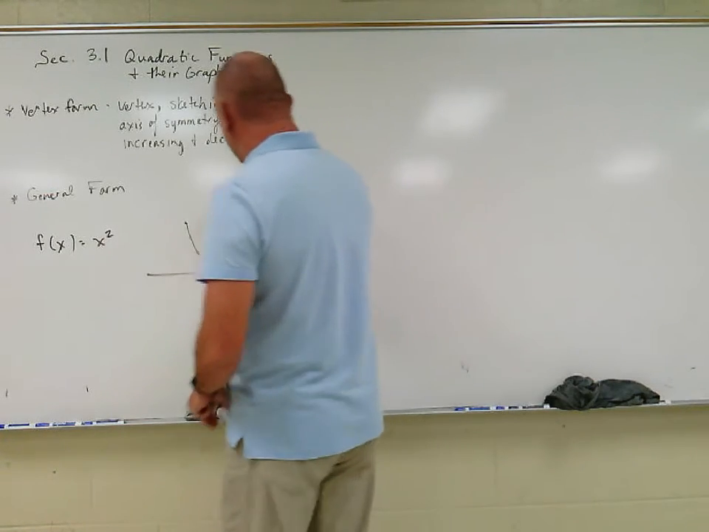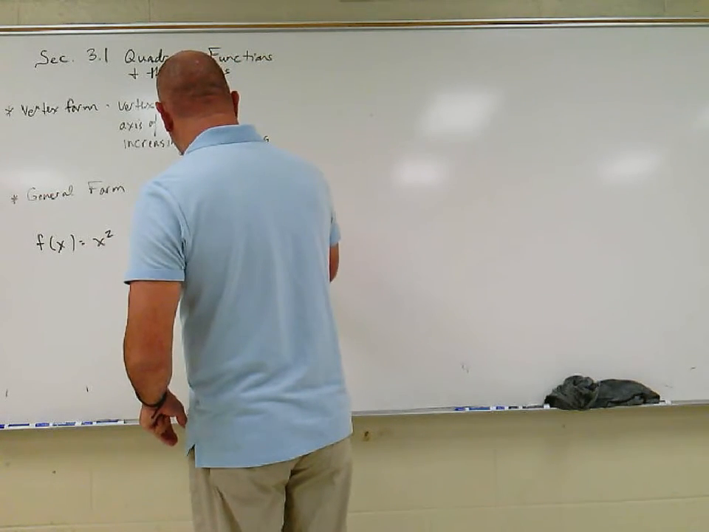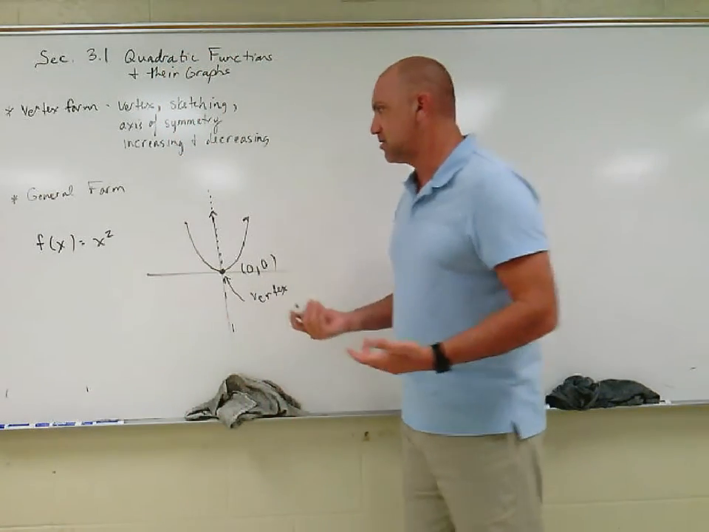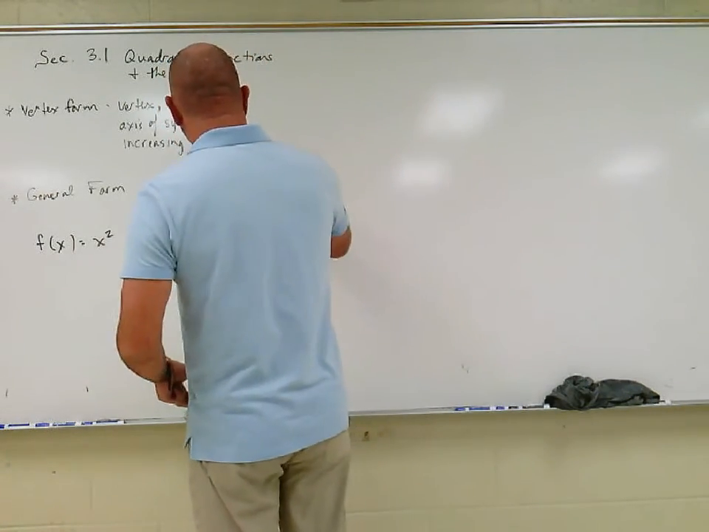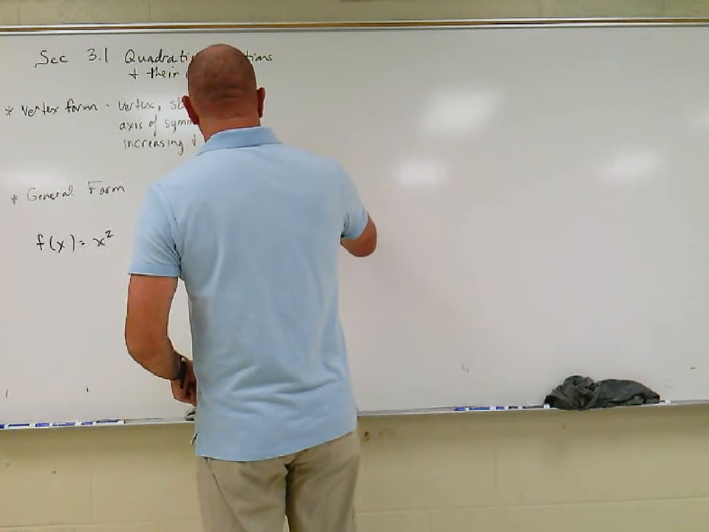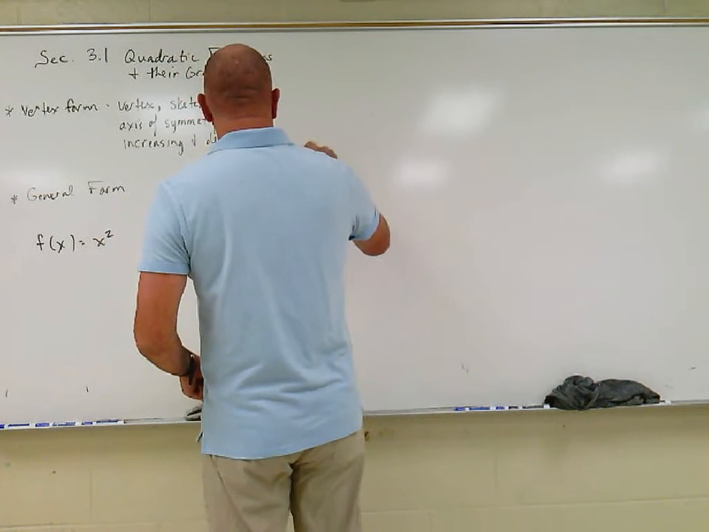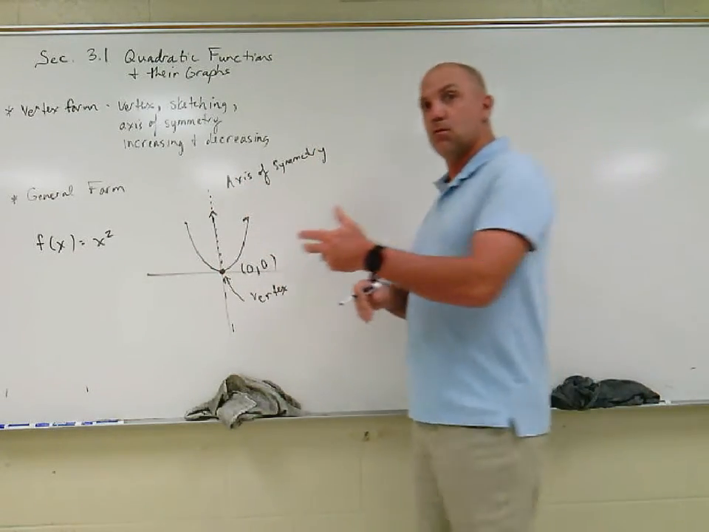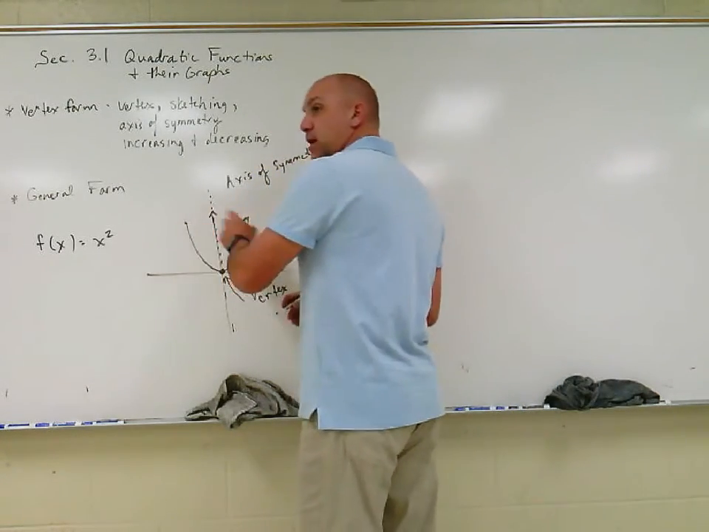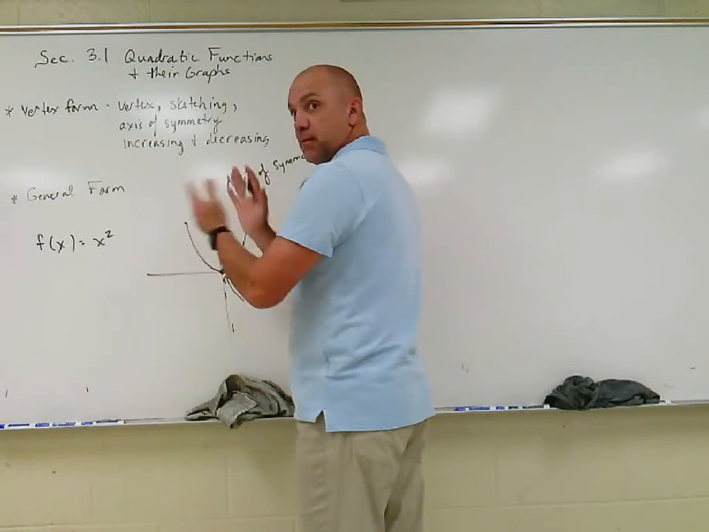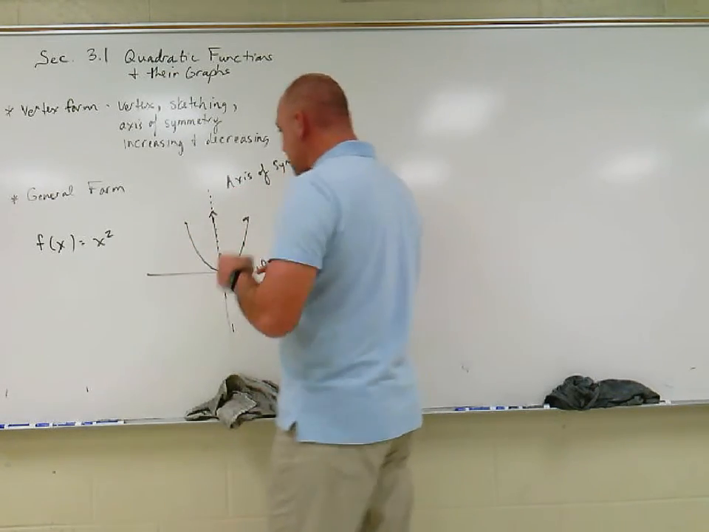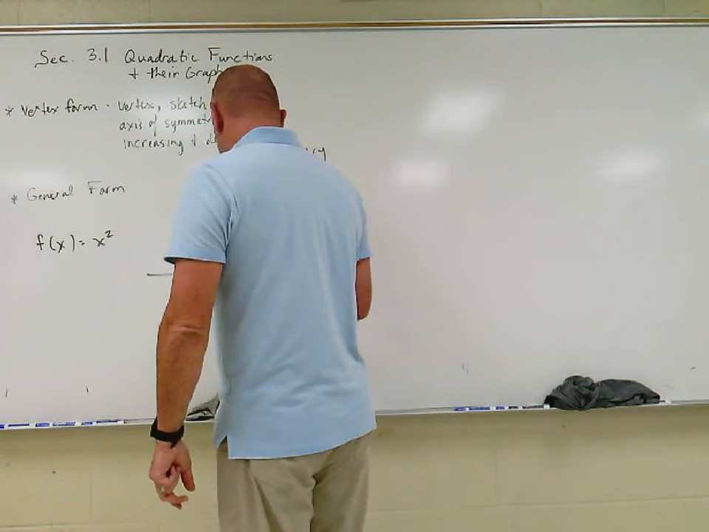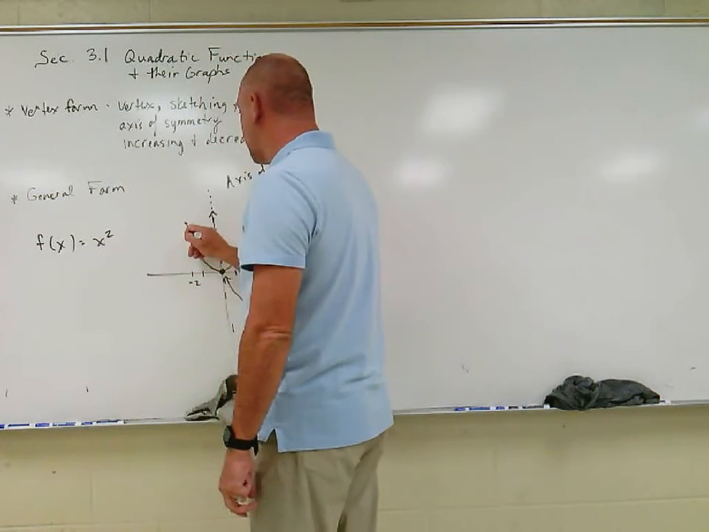Now there's a line that you don't see that runs right through here. Nobody draws that, but it's called the axis of symmetry. It's just like the imaginary line telling you, hey, parabolas are symmetric. The left side and the right side are mirror images of each other. What that means is, for instance, if I go over 2 units left and 2 units right, I should be at the same height.